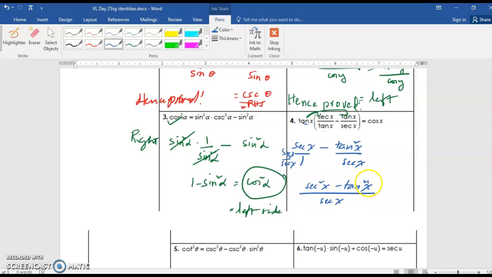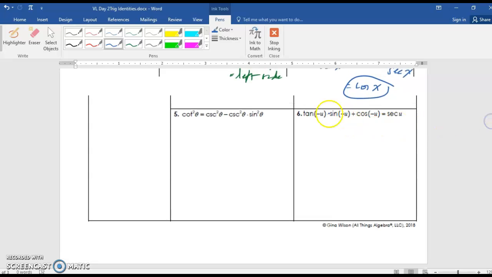But isn't this another Pythagorean identity? This is same as 1. So 1 over secant x, and this is a reciprocal function. This becomes cosine x, which is same as the right side. Okay. So I want you to solve the fifth one all by yourself and we'll quickly review this.